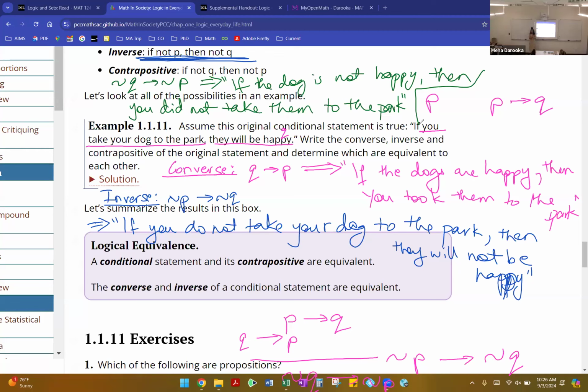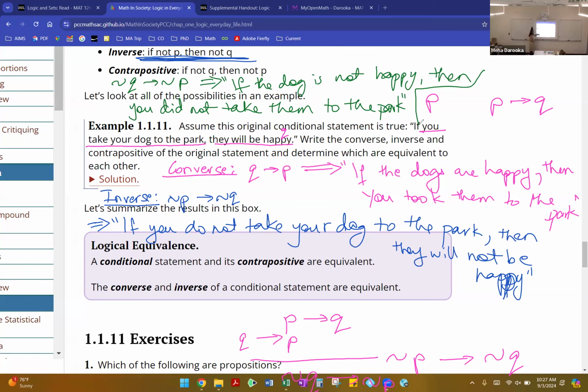So we're basically saying the dog's happiness is tied to the dog being at the park. If you did not take them to the park, well, they are not happy because you did not take them to the park. So the original statement from the example and the contrapositive, the writing in green, are the two equivalent statements. They will have the same truth value. If the original is false, the contrapositive will be false. If the original is true, the contrapositive will be true.